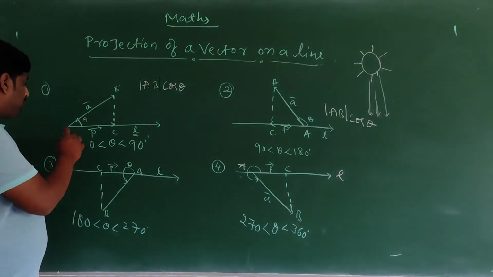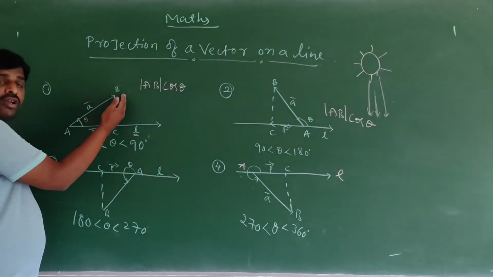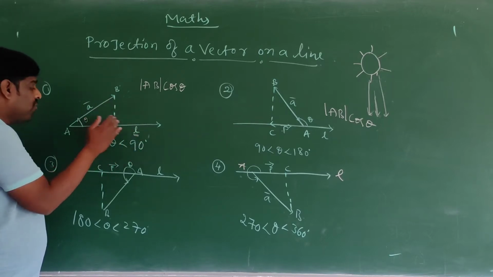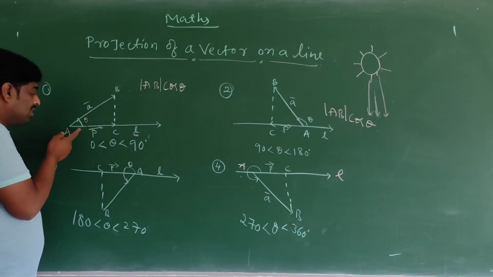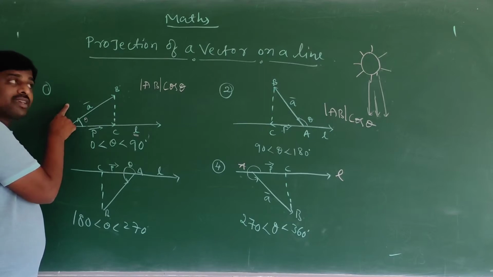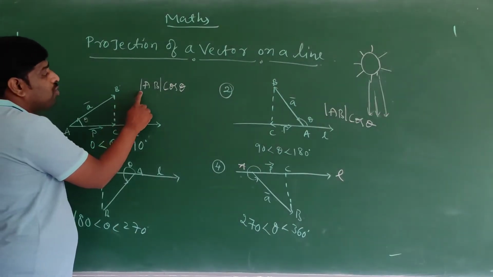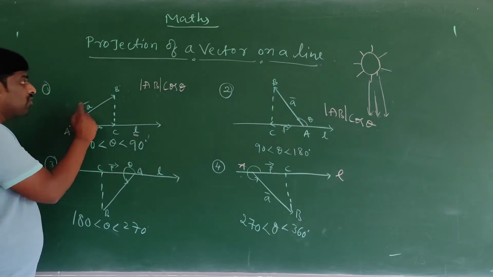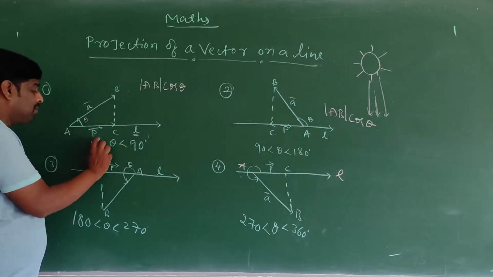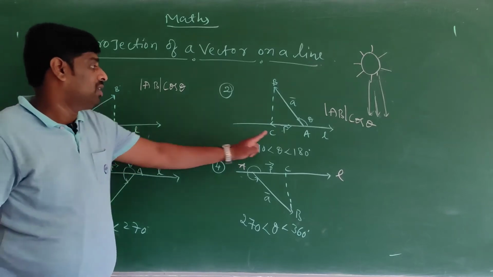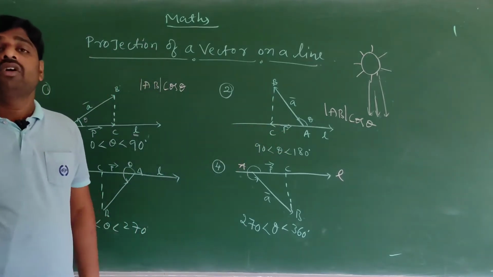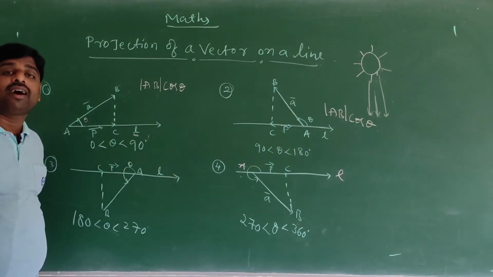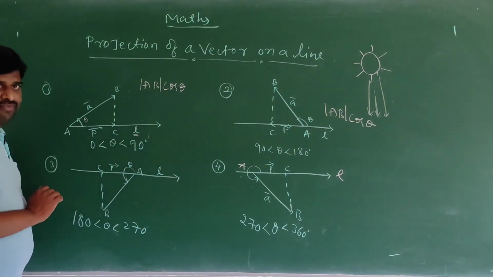So the projection of AB bar on a directed line segment L with an angle theta in the anti-clockwise direction is the magnitude of AB bar into cos theta. The projection of AB bar on L is P bar. This P bar is called the projection of a vector on a line L.